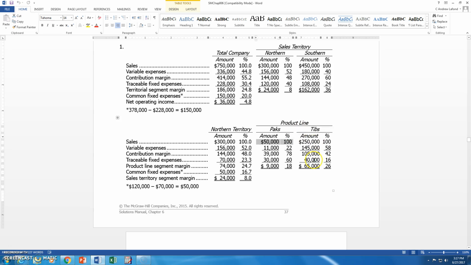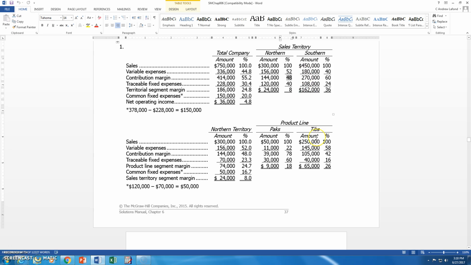The other item I would want to note with the Northern Territory is that this big amount of sales with a lower contribution margin product is probably generating this lower contribution margin of the Northern Territory of 48%. So the fact that we're selling more TIBS than PACS is yielding this lower contribution margin in the Northern Territory. Possibly the company needs to look at why they're selling more TIBS than PACS in the Northern Territory. Obviously there's a better balance in the Southern Territory.